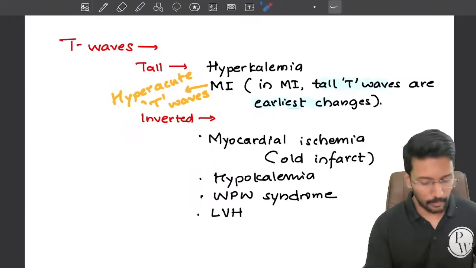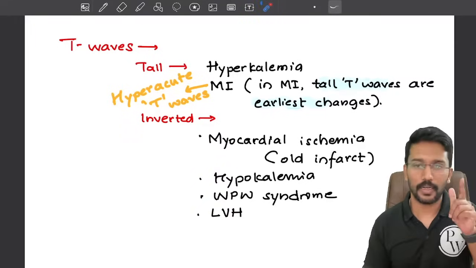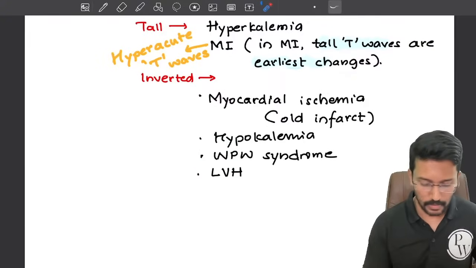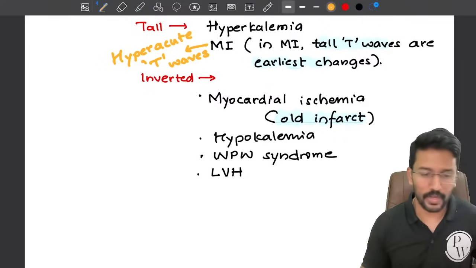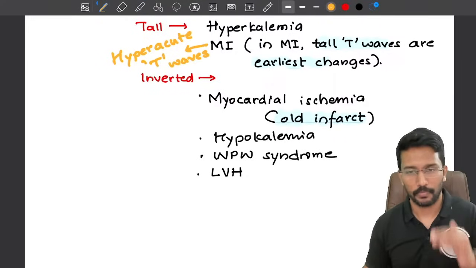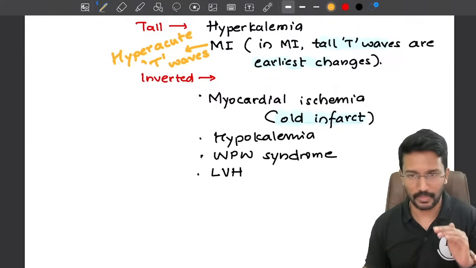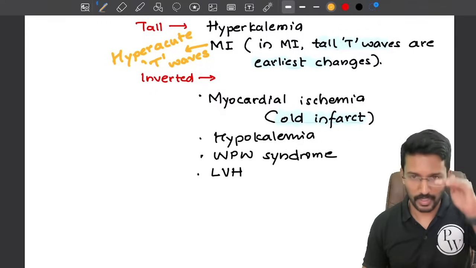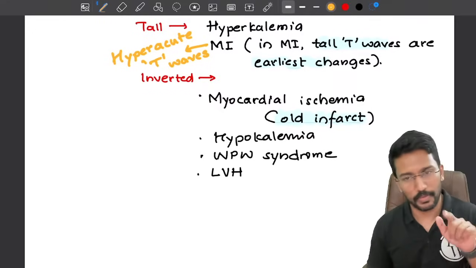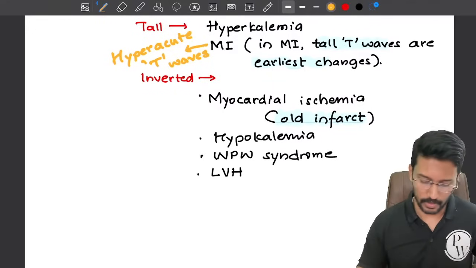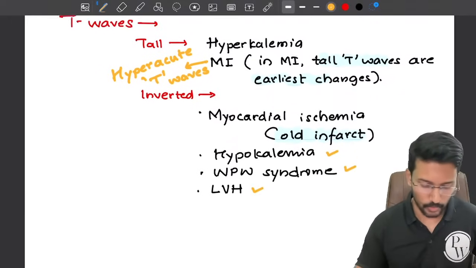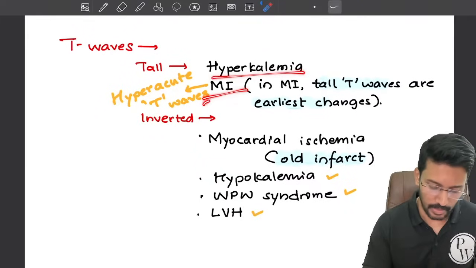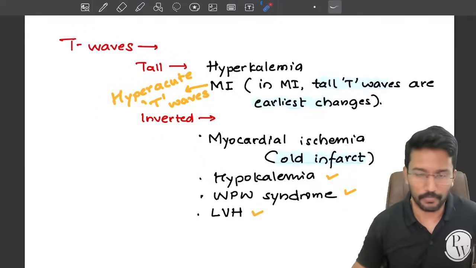Okay. Then apart from that, we can have inverted T waves. Generally the most common cause for an inverted T wave is an old infarct. So whenever an MI happens, first the T wave becomes tall, then the ST segment becomes elevated, then slowly the ST segment becomes depressed, and eventually the T wave becomes inverted. Apart from that, we can also see it in hypokalemia, WPW syndrome and left ventricular hypertrophy. Not important, as long as you remember tall T waves equal hyperkalemia and MI, it's kind of enough.